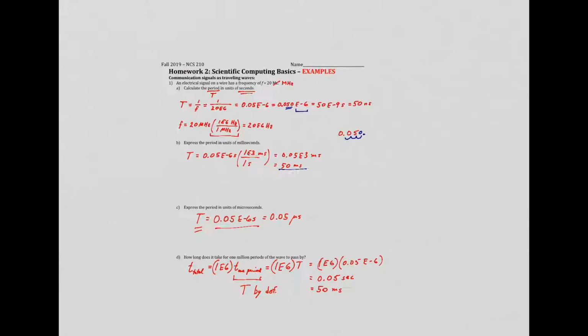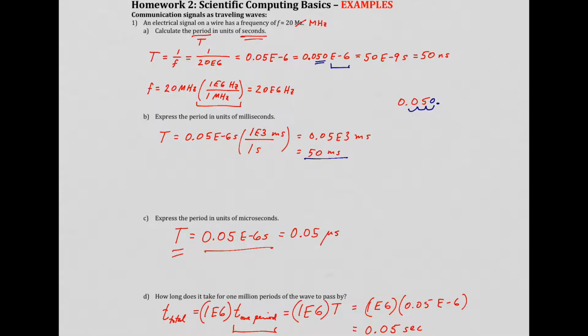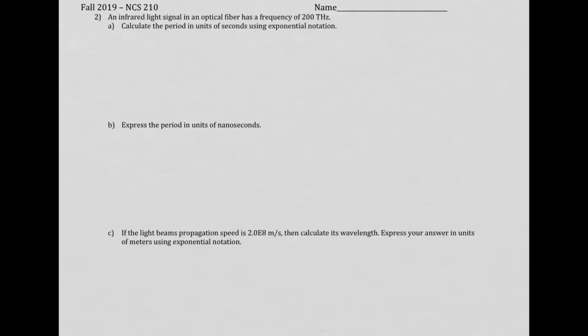Okay, there's the first one. Hope that's clear. Second one, okay, so the first one was a traveling wave. It was an electrical signal in a wire at 20 megahertz. This would be typical of something like what's in your USB wire, something like that, I think. But here now we have an infrared light signal. This is like your remote control or fiber optic communications signal. And these have incredibly high frequencies of something like 200 terahertz.